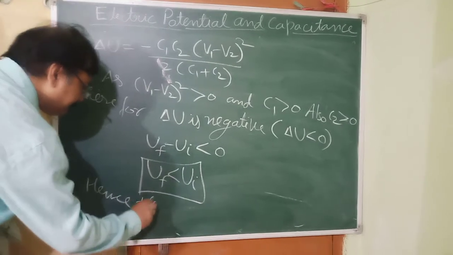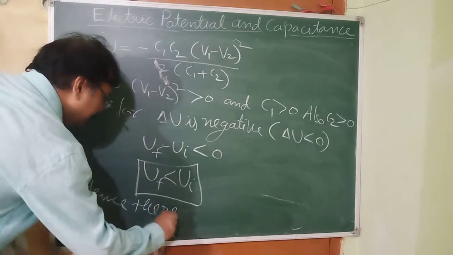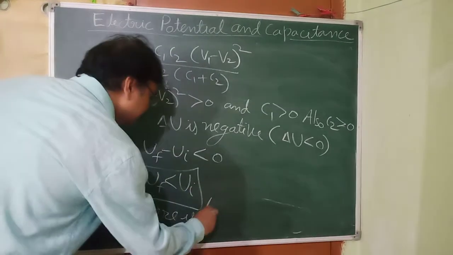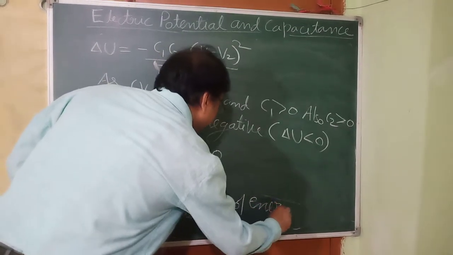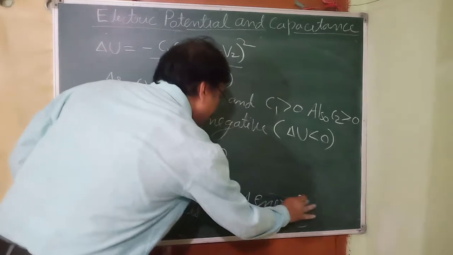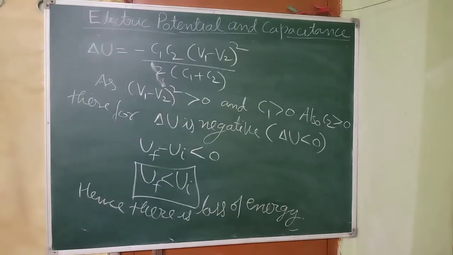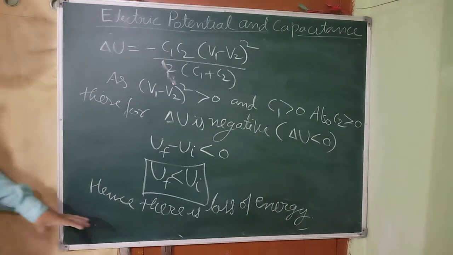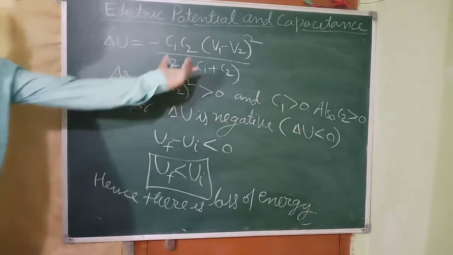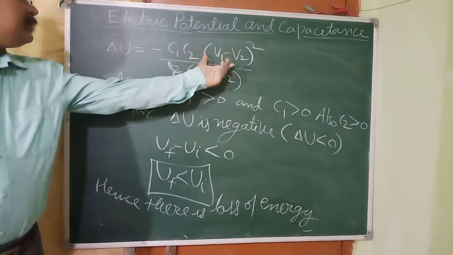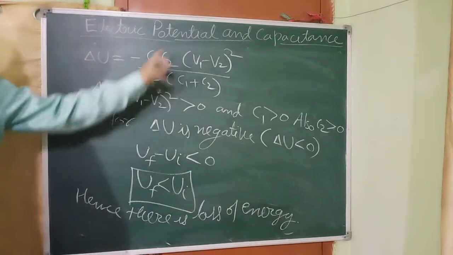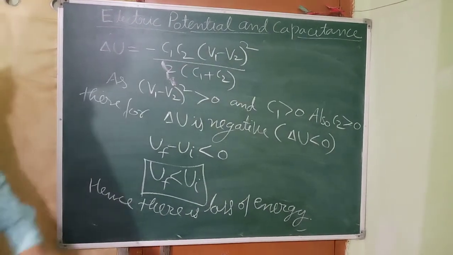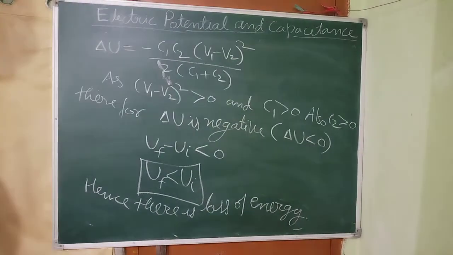Hence, there is loss of energy. That's the result we get. How much energy has been lost? This much: C1 C2 (V1 minus V2) whole square by 2(C1 plus C2). This is the loss of energy. The energy decreases by this amount.